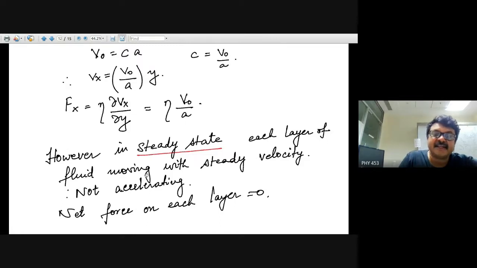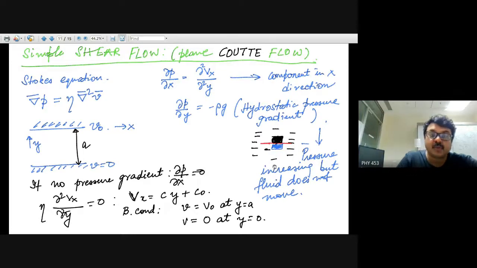So in steady state, each layer of fluid is moving with steady velocity. Remember, it's not changing as a function of time. So net force on each layer is equal to zero. Once it has reached steady state, each layer is being pulled by the layer just over it in the y direction, but it is also being pulled in the opposite direction by the layer lower than it. So net force on each layer is zero because it feels equal and opposite forces, and hence it doesn't accelerate or change as a function of time.